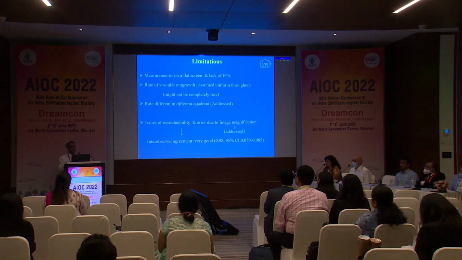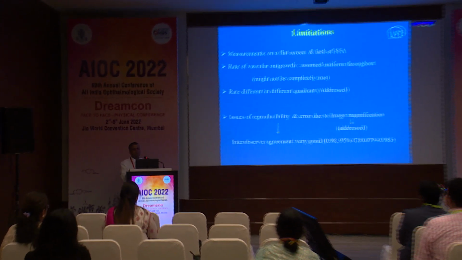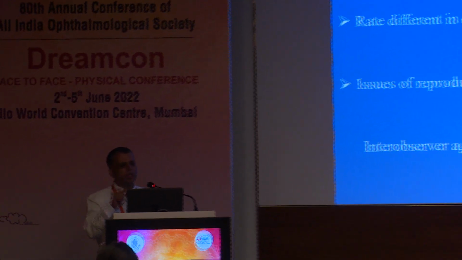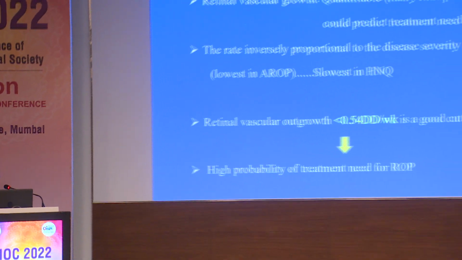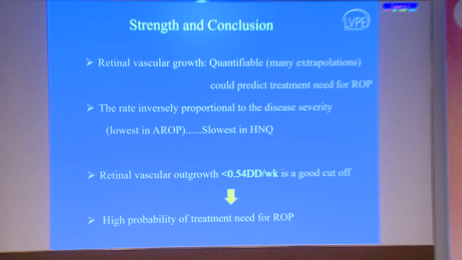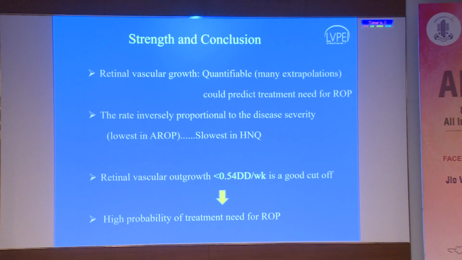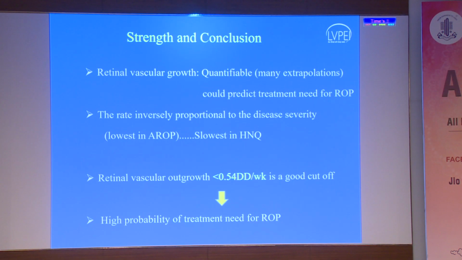So the next phase of the study would be to see how the rate changes over time. The rate is different in different quadrants. We tried to obviate this by using the average. Regarding the issue of reproducibility, we used two examiners, and for error due to magnification, we used a ratio rather than an absolute value. So the strengths include that retinal vascular growth can be quantified, with many extrapolations, mostly post anti-VEGF injections.